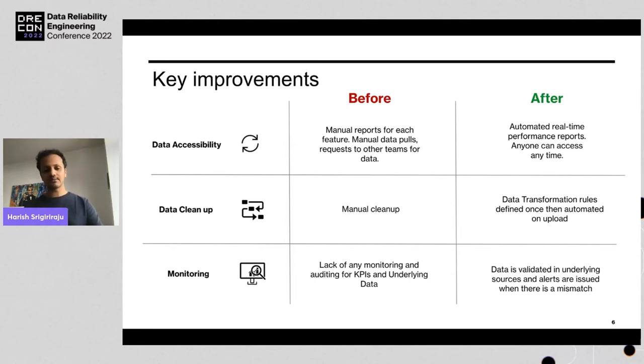The last part is monitoring. There is a lack of monitoring or auditing of KPIs and even underlying data. So there's always a doubt in the mind of product leaders or data teams that what we are trying to analyze or generate reports on always has a question mark or skepticism. But let's say in the ideal state, all this data is validated within the underlying data sources, and alerts are issued whenever there's a mismatch. And so everyone knows that all the data issues are clearly highlighted and also fixed.